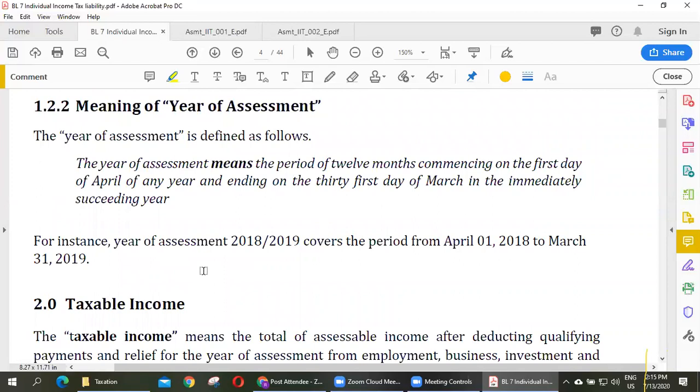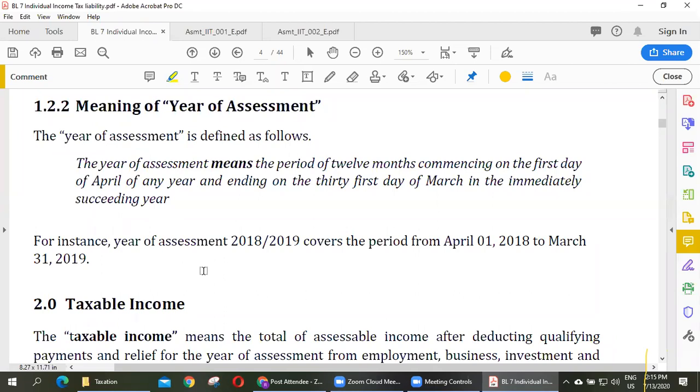And now let's look at the meaning of year of assessment. Year of assessment, in accounting, we say accounting period, right? That accounting period differs from company to company, but to make a common calendar for all companies, the government has introduced a provision called year of assessment. All companies should pay according to this calendar.